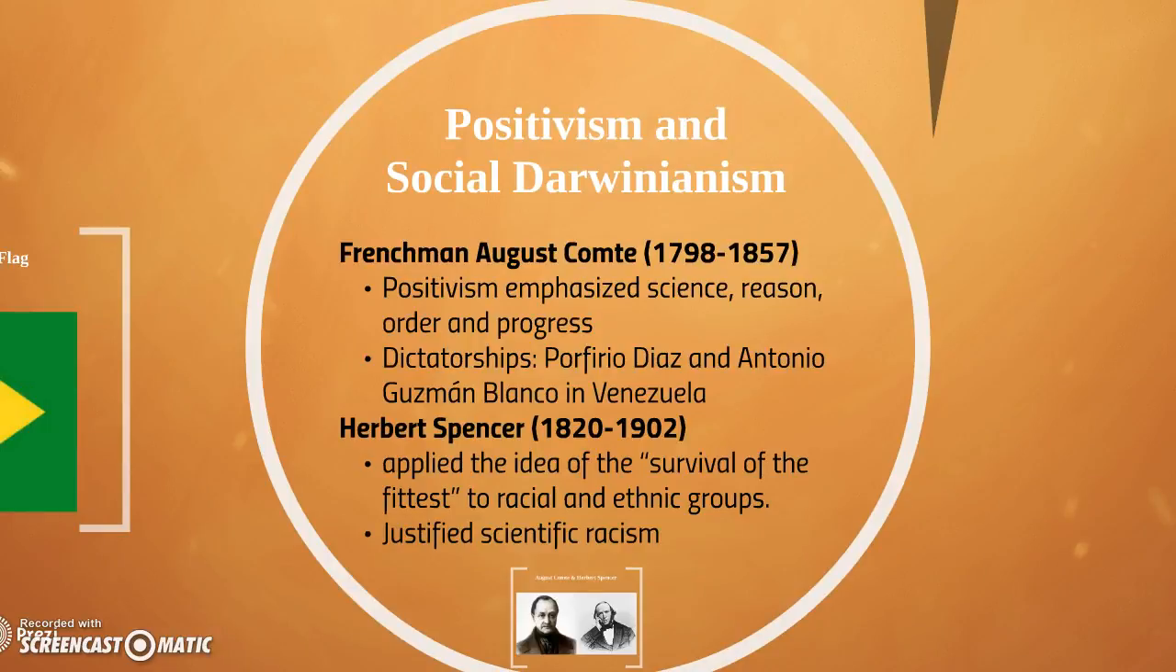Positivism and social Darwinianism came from two thinkers. Positivism can be attributed to a Frenchman, Auguste Comte, who lived from around the turn of the century to the mid-19th century. He emphasized science and reason, order and progress. Positivism was very empirical and was focused on orderly progress using science, technology, and reason.